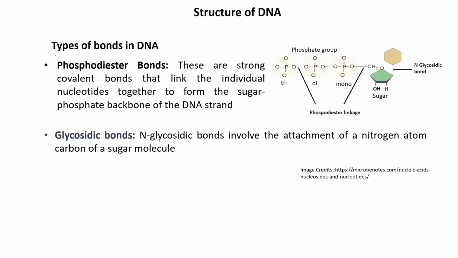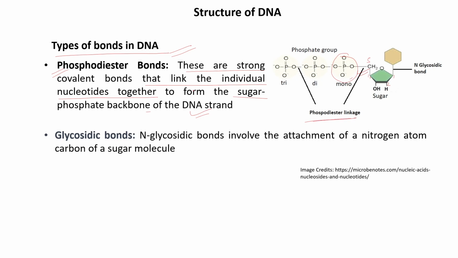Types of bonds in DNA. So we have 2 very important bonds in the case of DNA structure. Phosphodiester bond. These are strong covalent bonds that link the individual nucleotides together to form the sugar phosphate backbone of the DNA. So here you can see the 5th carbon of the sugar is attached with the phosphate. So this is one phosphodiester bond, and this is the second phosphodiester bond. So this is called the phosphodiester linkage.